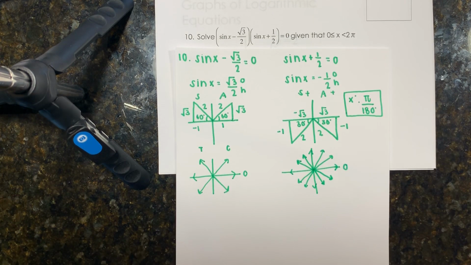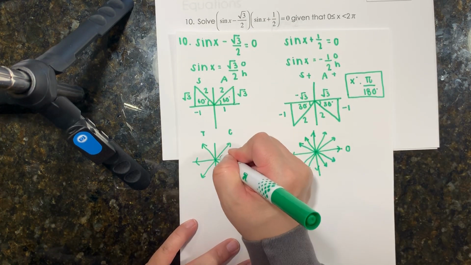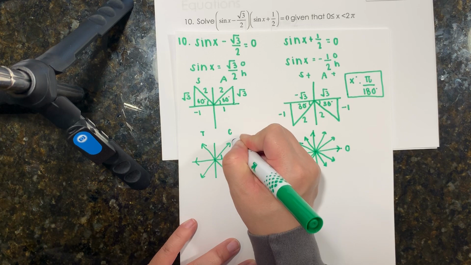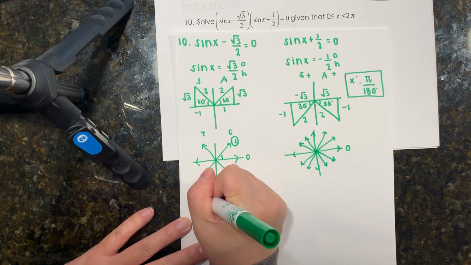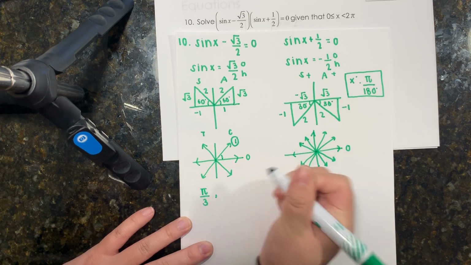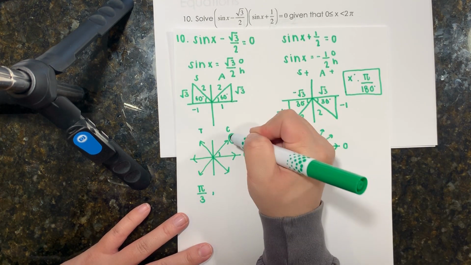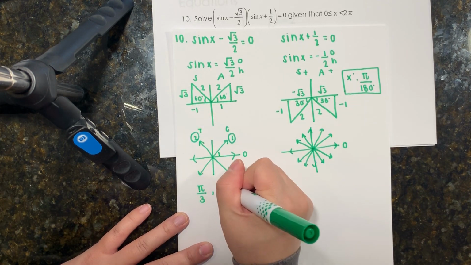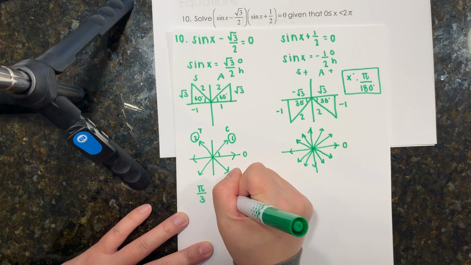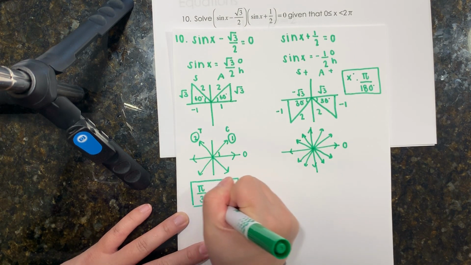But now I need to count for where the measures are. So this first one is in quadrant 1. So starting at 0, this would be 1. So that would be 1 pi over 3. My second one, if I'm counting away from 0, this would be 0, 1, 2. So this would be 2 pi over 3. So those are my first two answers.